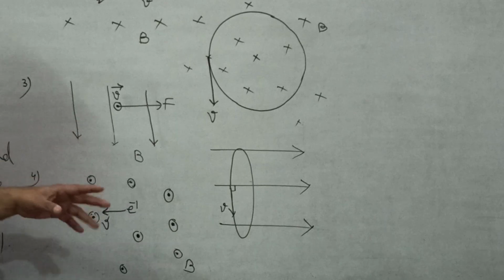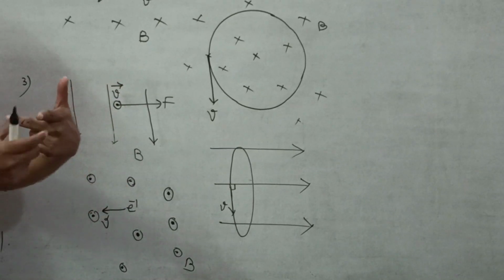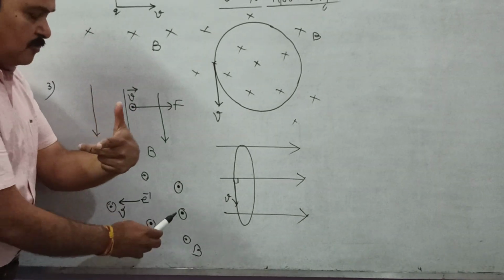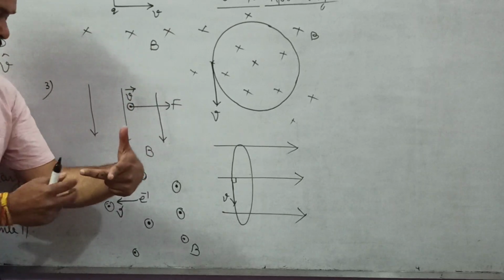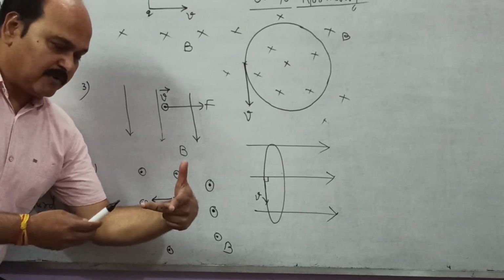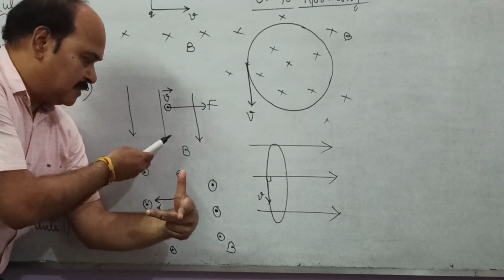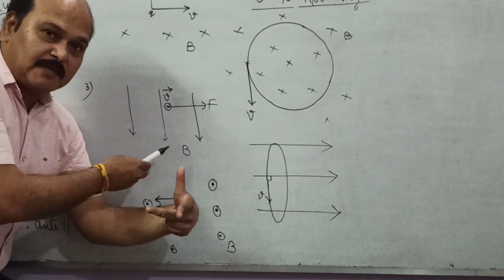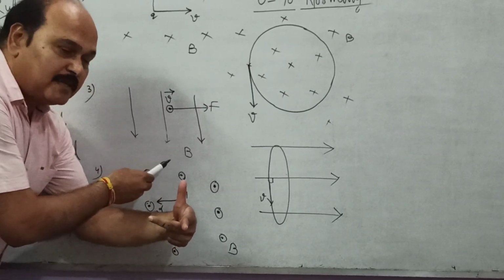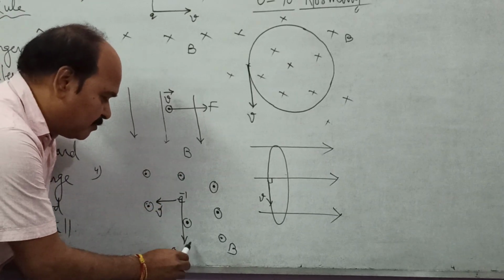So let us forget that this is a negative charge and apply the rule. The magnetic field is perpendicular outward, that is dot. The velocity is towards left. Where is the thumb pointing? The thumb is pointing in the upward direction, like this. This would have been the direction had the charge been positive. But since the charge is negative, the direction of the force would not be upward, it would be in the downward direction.